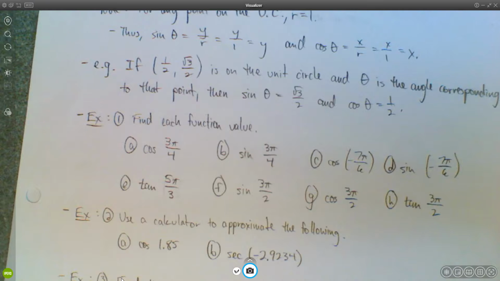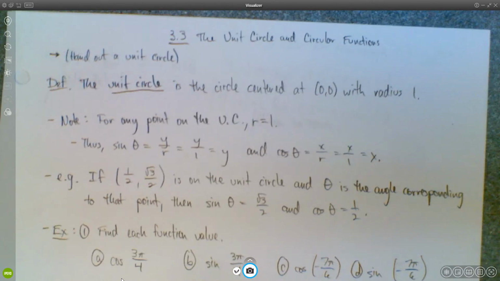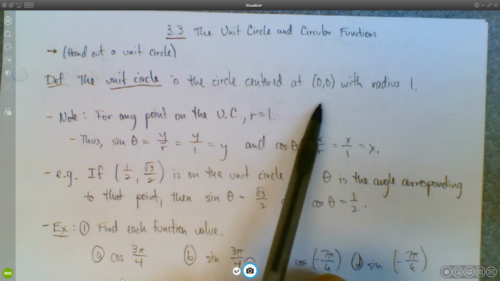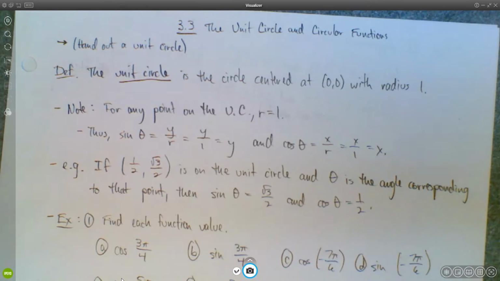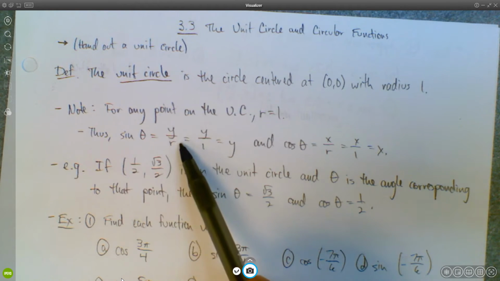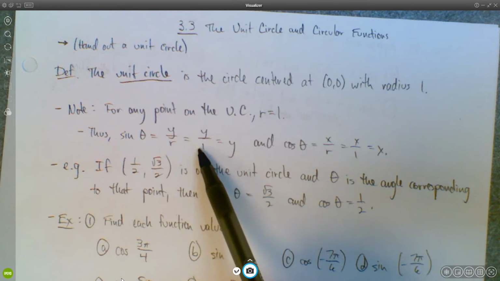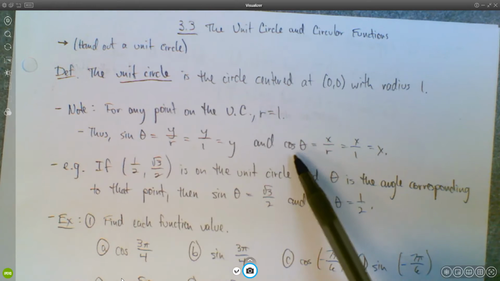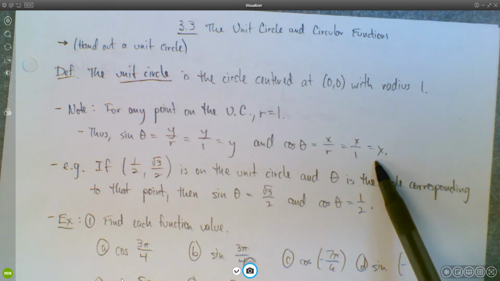Okay, so let's talk about the unit circle. Section 3.3. The unit circle is the circle centered at (0, 0) with radius 1. Consequently, since the radius is 1, we recall that sine theta is y over r, just by definition. If r is 1, then sine theta is just y. In a similar way, cosine theta would just be x.